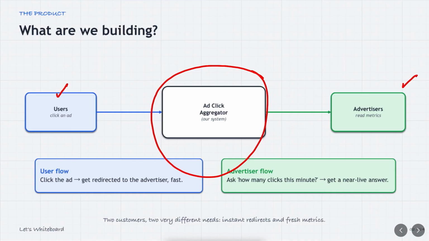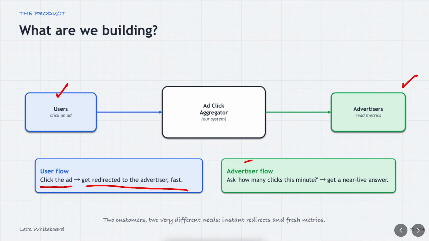In this system, are you able to identify the two main functional requirements? The first one is that whenever the user clicks on the ad, the user should be redirected to the advertiser in real time, very quickly. There should be very low latency. And the second requirement is that the advertiser should be able to answer how many clicks happened this minute.